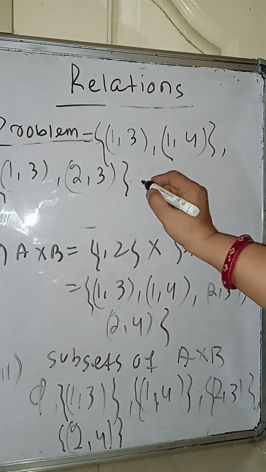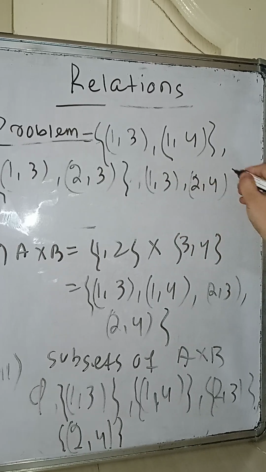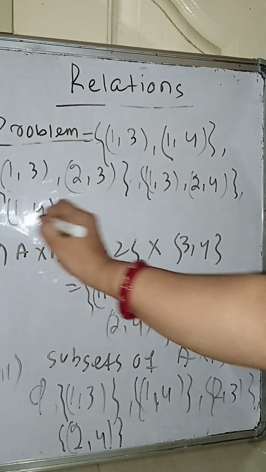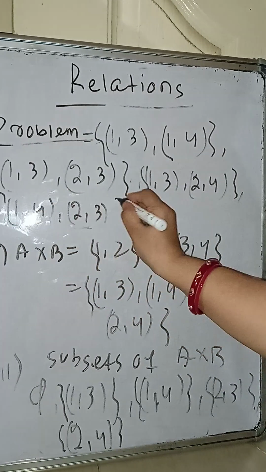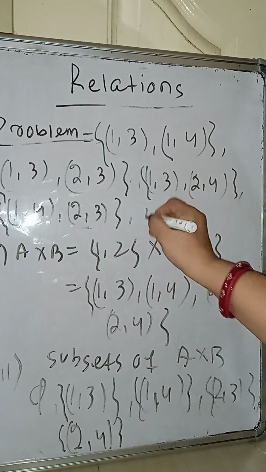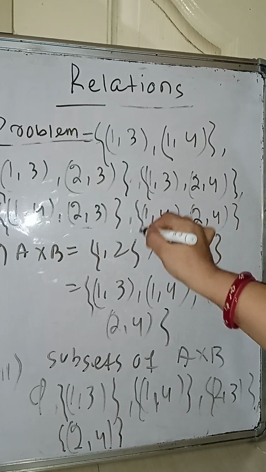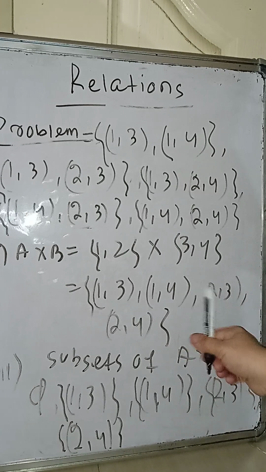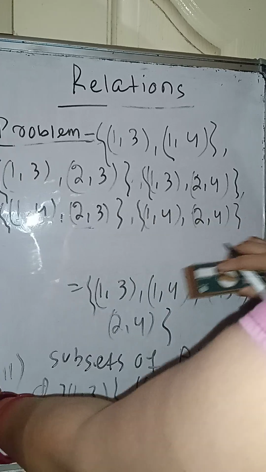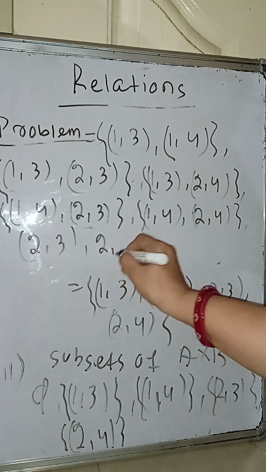Then (1, 3) with (2, 4). Similarly, you can find (1, 4), (2, 3), the set containing these 2 elements, these 2 ordered pairs. Then (1, 4), (2, 4). And finally (2, 3), (2, 4).